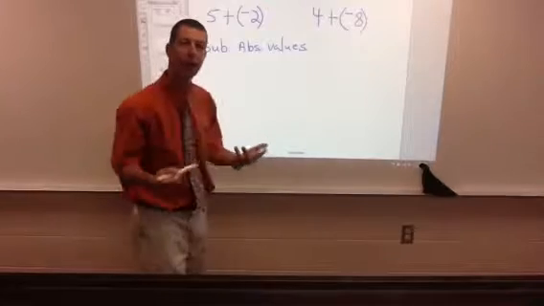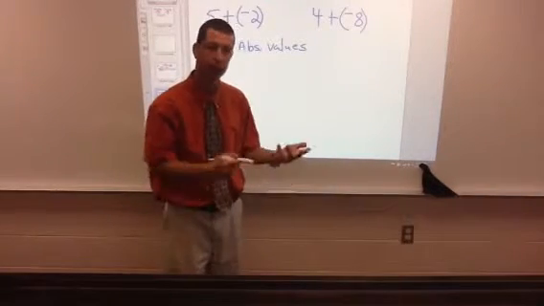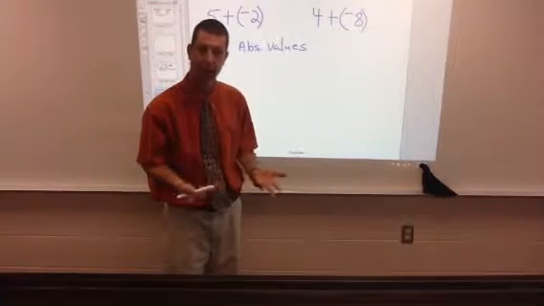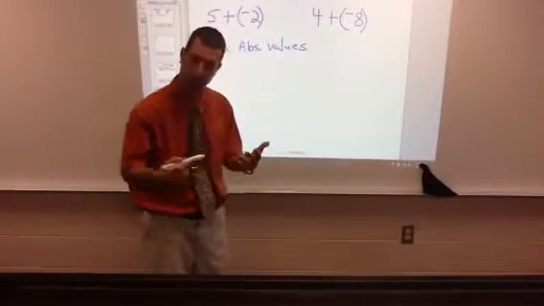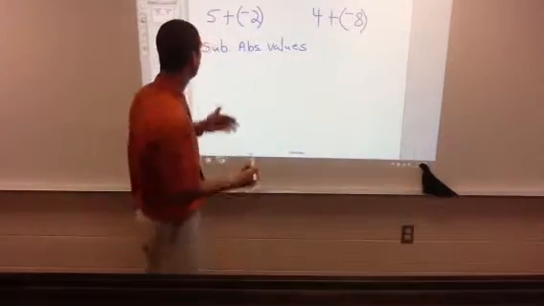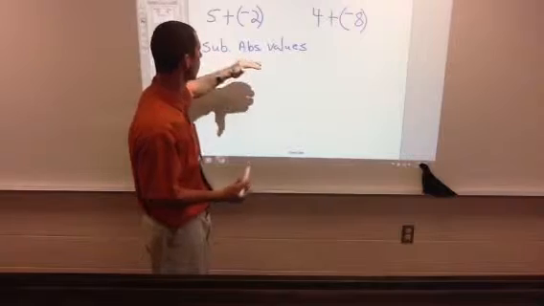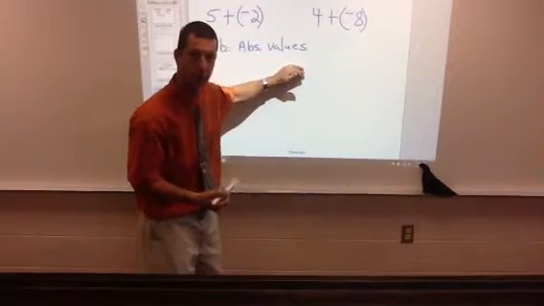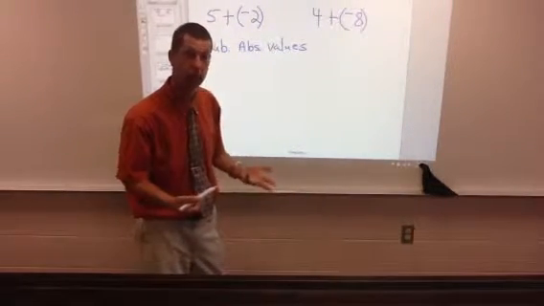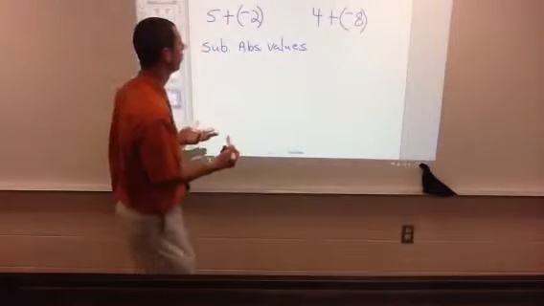Okay, now you don't want to have to draw a number line every time you're going to add integers that have different signs. So here's the process that you want to use. You subtract the absolute values of the numbers. Now that's confusing to a lot of you, I know it is. But here's what it comes down to.